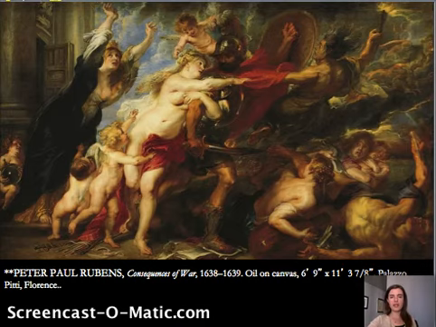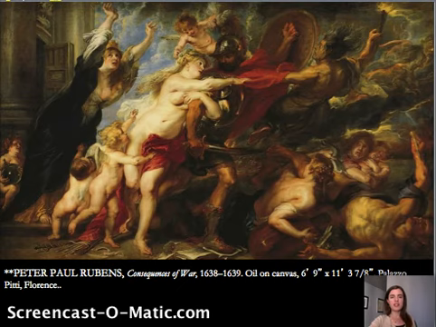Rubens also used his dramatic style to reflect on the constant wars of the 17th century. What we see here is a scene called The Consequences of War that serves as a great illustration of all of the warfare going on at this time. What we see here functions, again, more symbolically, allegorically.